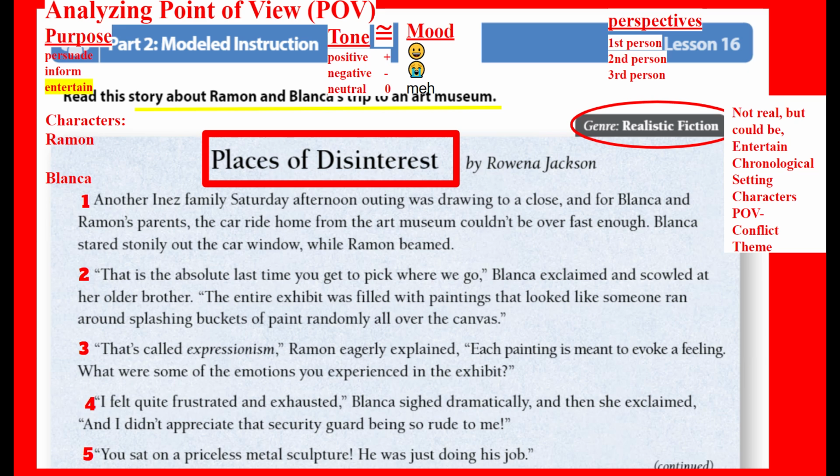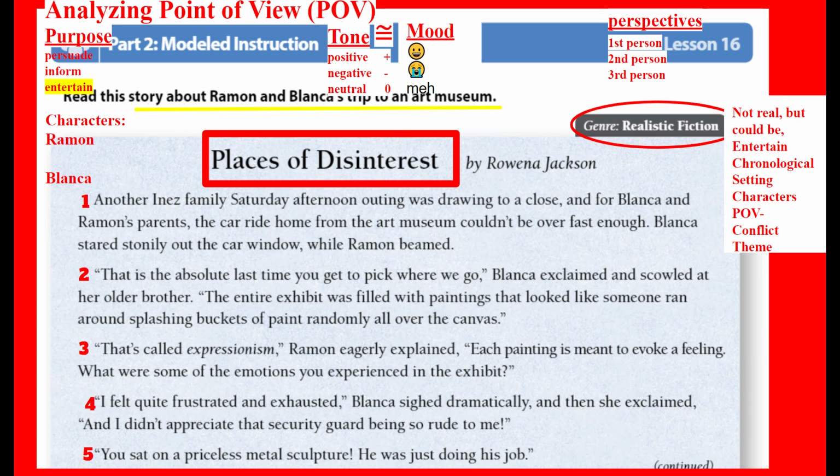And take special note down at the bottom of the text, it says continued. So I know that this is not the full text, this is only part of it. You will get to read the rest of this story on the next page whenever you get ready to do part 3. But for today, we're just looking at this section, so that's pretty easy.